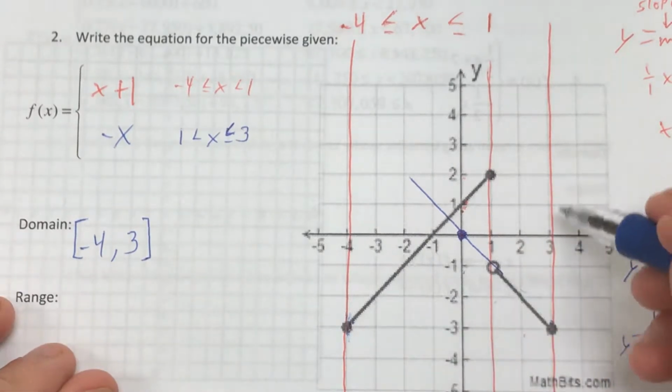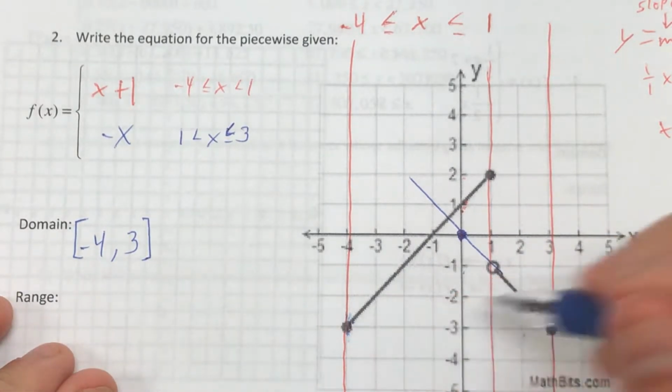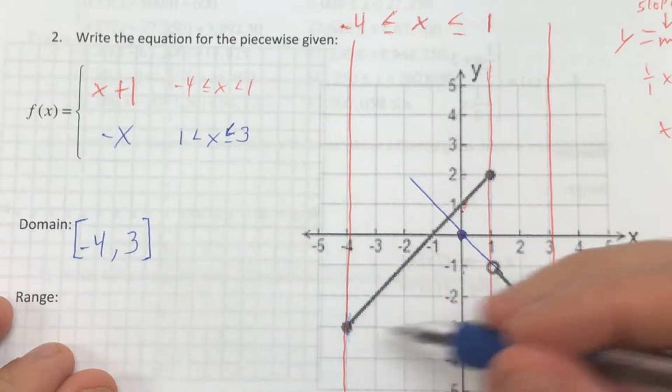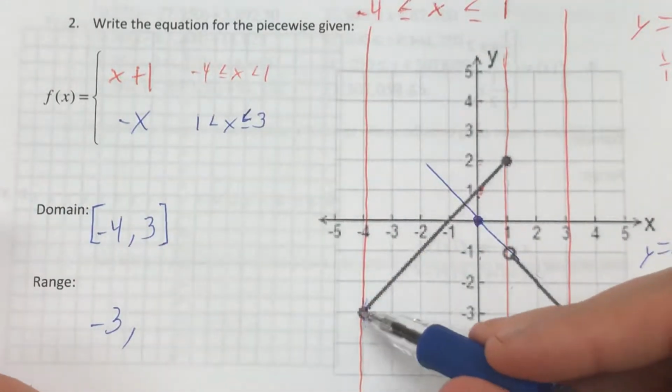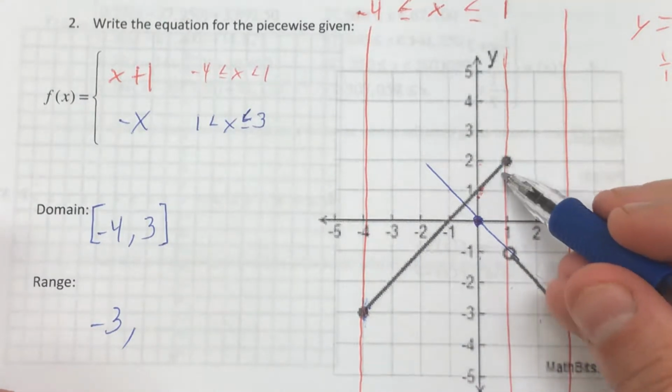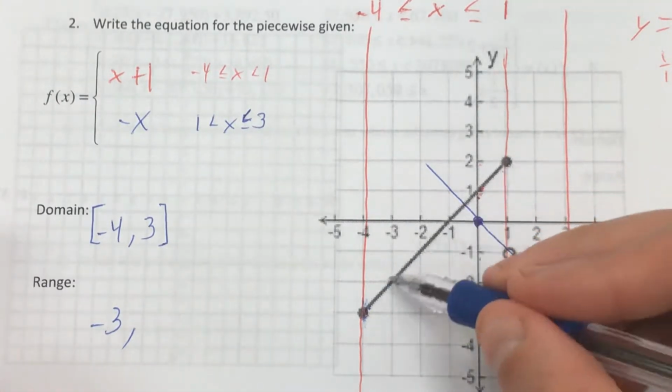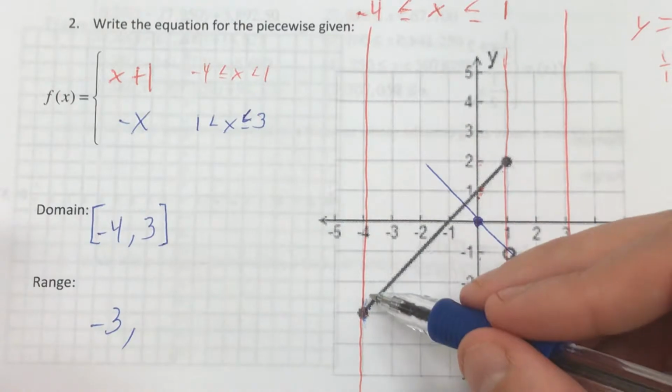For range, the lowest it gets is here at -3. It doesn't matter which -3 you're talking about because it's both -3. The tallest it gets here is 2, and it's everything in between.